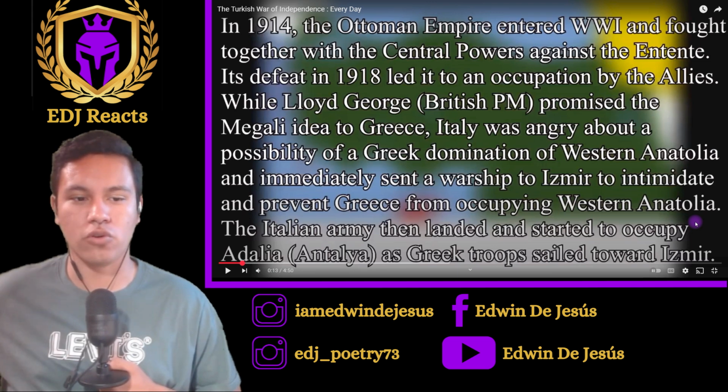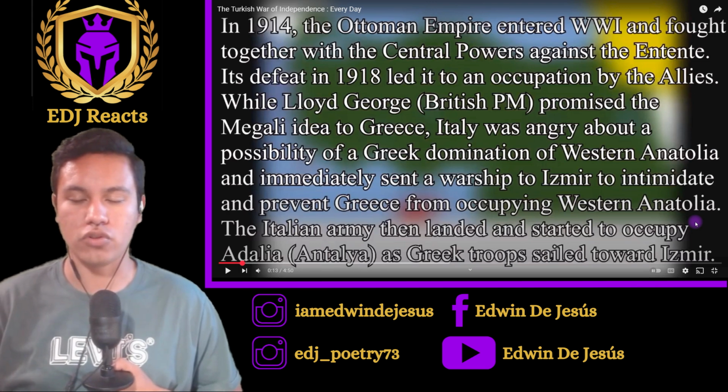of Western Anatolia, and immediately sent a warship to Izmir to intimidate and prevent Greece from occupying Western Anatolia. The Italian army then landed and started to occupy Dalia and Talia as Greek troops sailed toward Izmir.